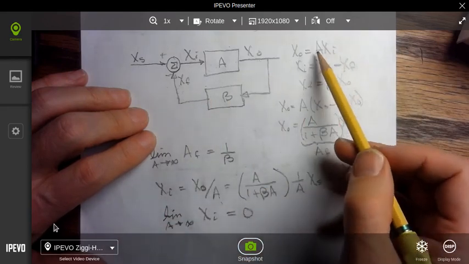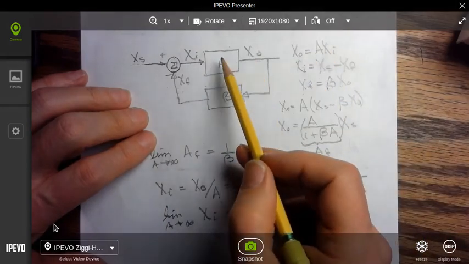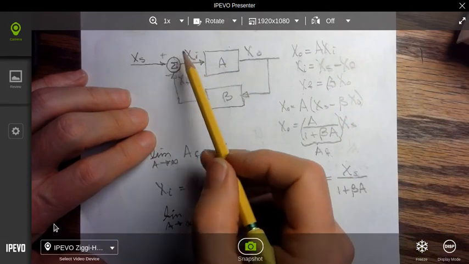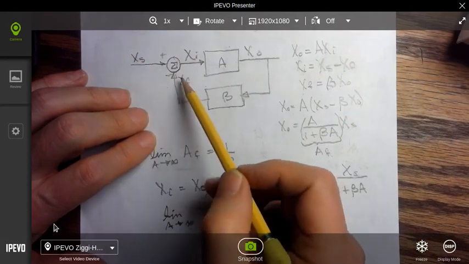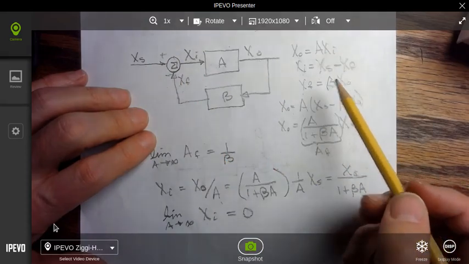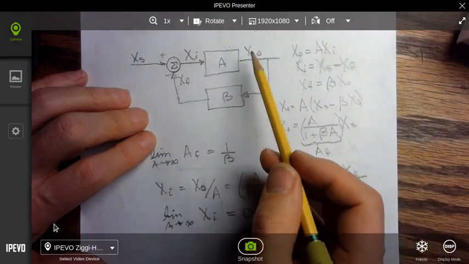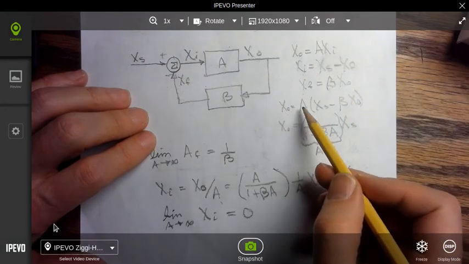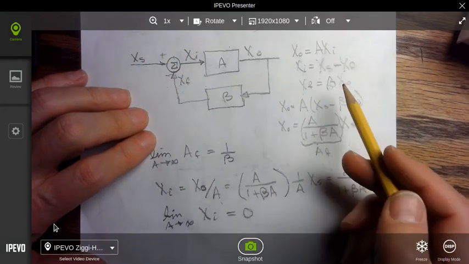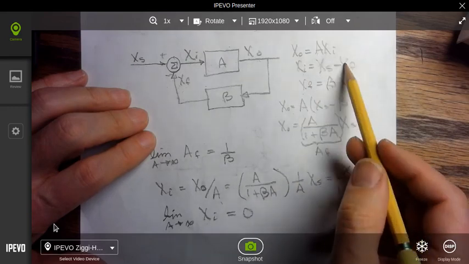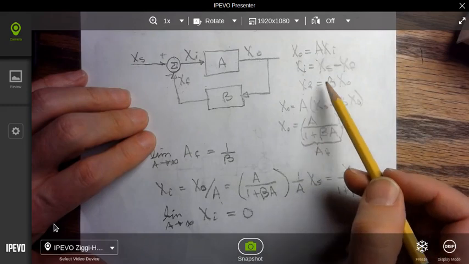So X out is A Xi, as you see. A times Xi is X out. Xi right here is XS minus XF. See, plus, minus. XF is beta times X out. X out, therefore, is A, that's this A, times Xi. This is the Xi, which is XS minus XF here, but XF is beta X out.